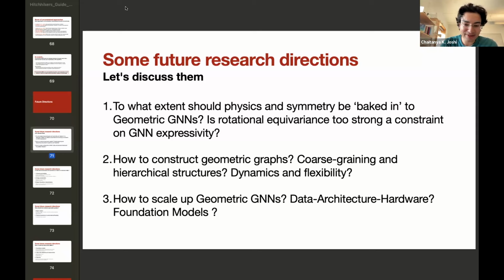And the last one was, how do we scale up? How do we manage this marriage of data, architectures, and hardware? And how do we perhaps move towards foundation models for atomic systems? So we're happy to take any questions. And I think it would be nice to have people chime in as well.